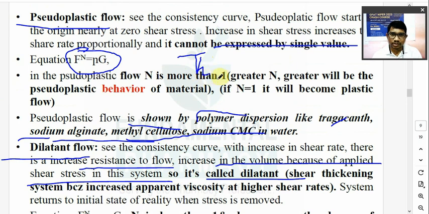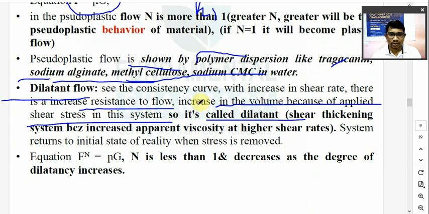Shear thinning system. Materials which show plastic flow and pseudoplastic flow are known as shear thinning systems. And materials which show dilatant flow are known as shear thickening systems. Shear thickening system is a good question, because the apparent viscosity increases at higher shear rates.